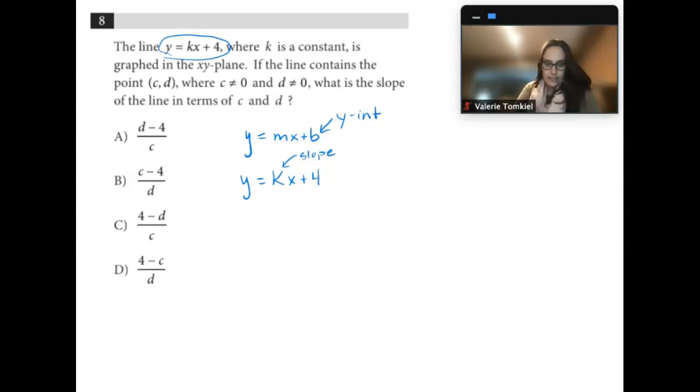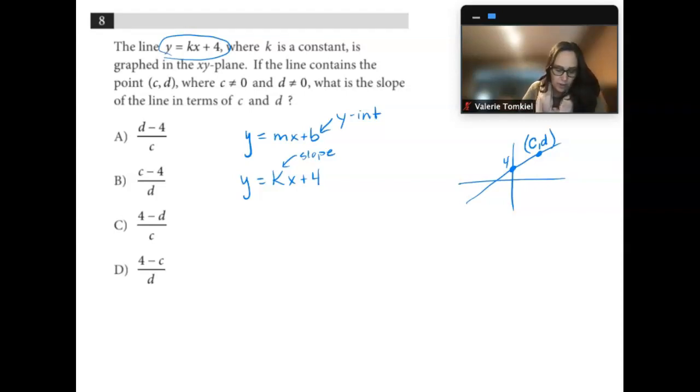It says I have this line, so I might want to just think about this line. I know my y-intercept is 4. I don't know if the line is increasing or decreasing, but I do know that k, or slope, is some constant. It also tells me this line contains a point, the point (c, d). If I were to draw a visual, I know that c and d are not 0, so it can't fall on an axis. What is the slope of the line in terms of c and d?